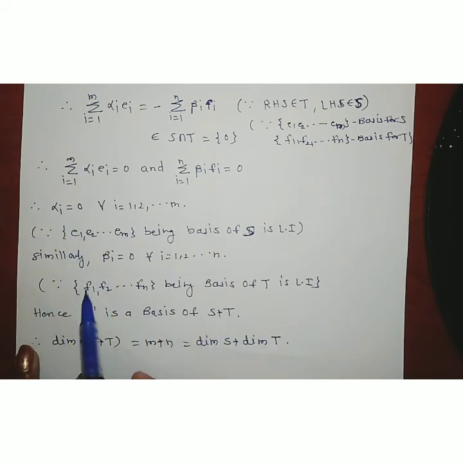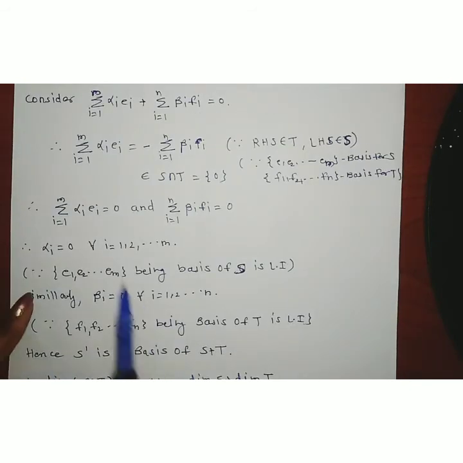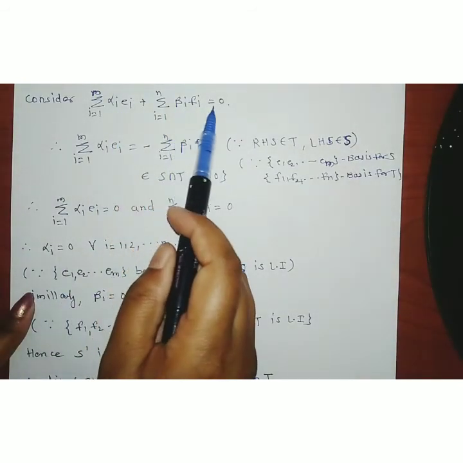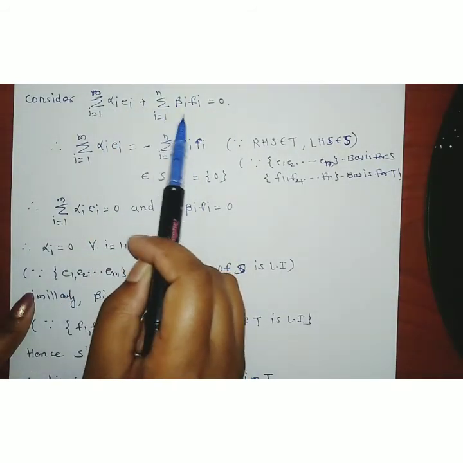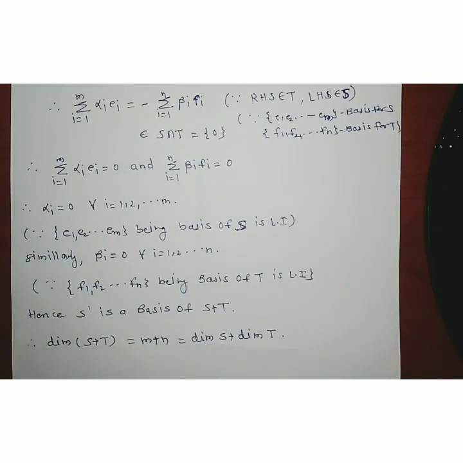Therefore, as both alpha_i and beta_i are 0, this linear combination being equal to 0 implies the scalars are 0, which implies that this set must be linearly independent. Therefore the set S dash forms a basis of S plus T. This is what we have to show.